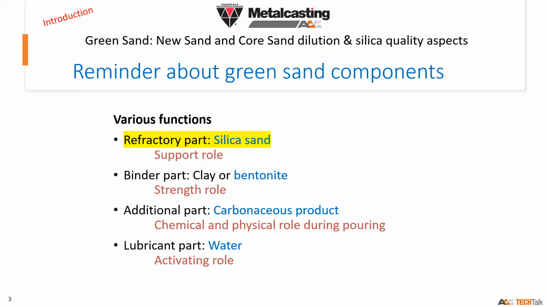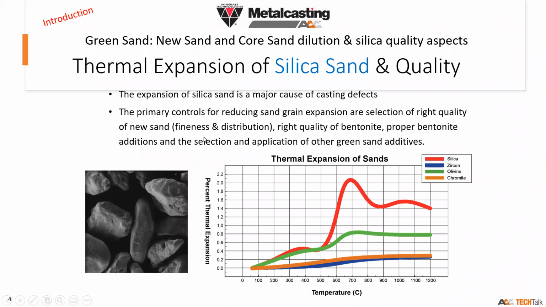First, speak shortly about silica sand. As you can see, the expansion of silica sand is a major cause of casting defect. And you will see today, we will really try to explain more about advantage and inconvenience of silica sand. But definitely the primary control for reducing sand grain expansion are selection of the right quality of new sand, and especially concerning the fineness, the purity, distribution, right quality of bentonite also is really a key role, and the proper bentonite addition and additives. Well, so that is the silica.